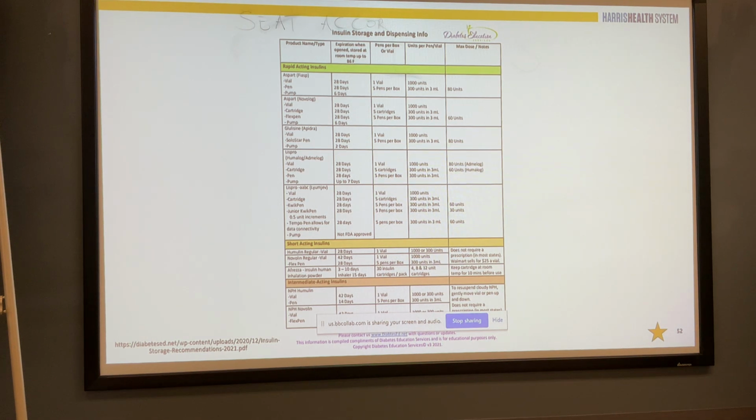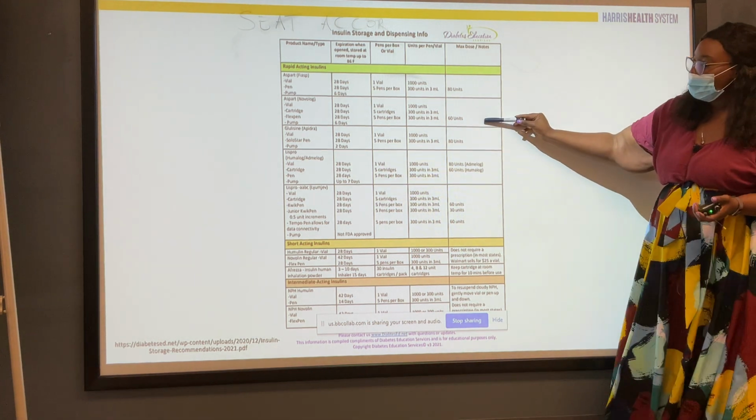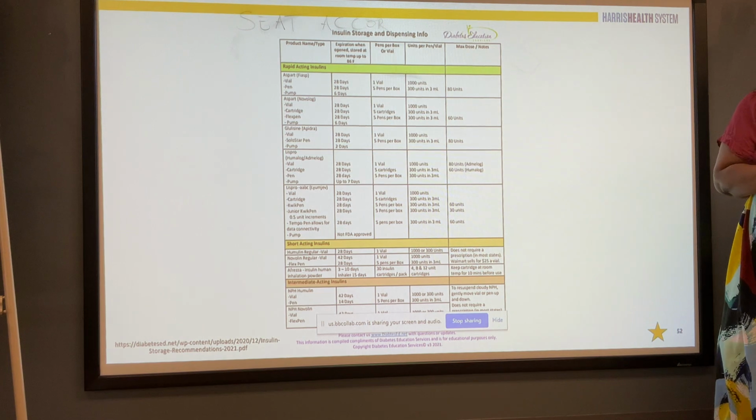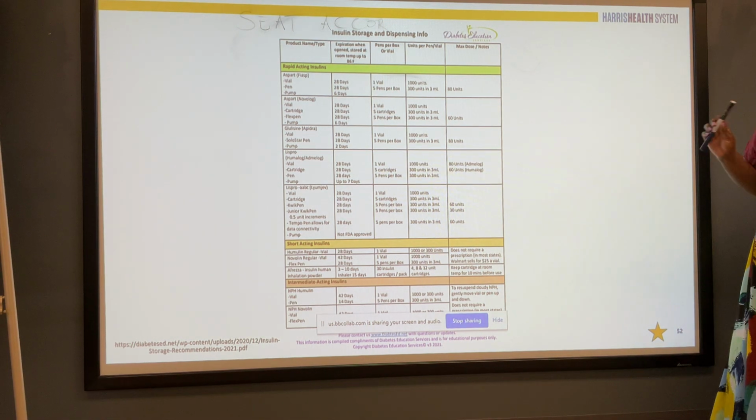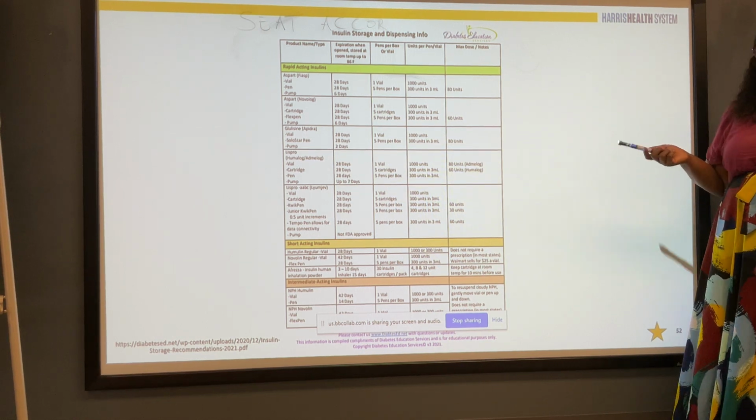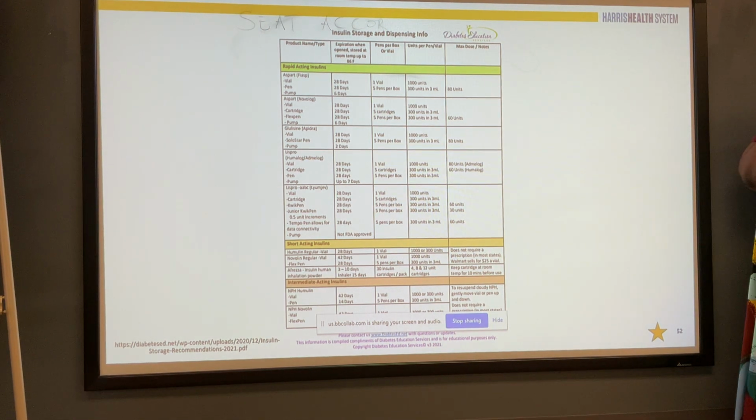So for example, this is a FlexPen, so this would be Novolog. And according to this chart, it can only dial up to 60 units. And that is true. It can only dial up to 60. So I think it's pretty cool to have this. So when you go on your rotations, you're working with your patients, especially for advanced care settings, it helps you be more familiar with your insulin products so you can better counsel your patients.